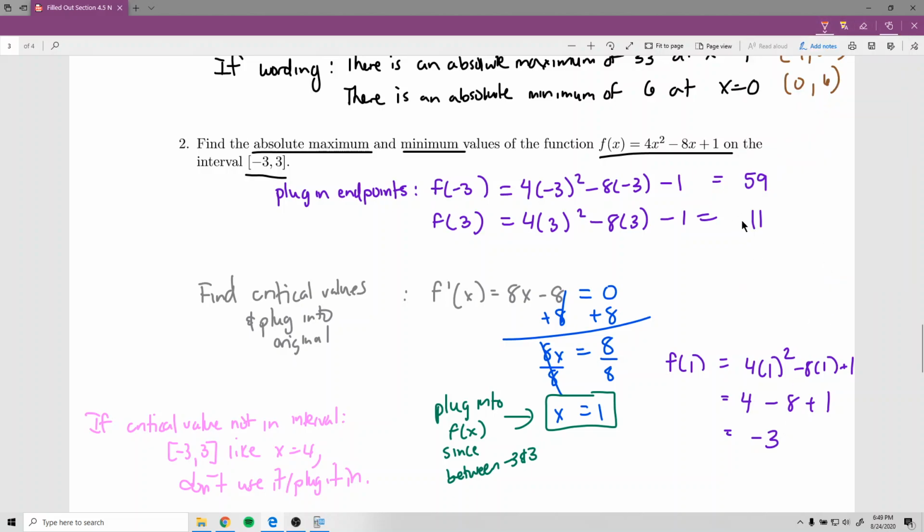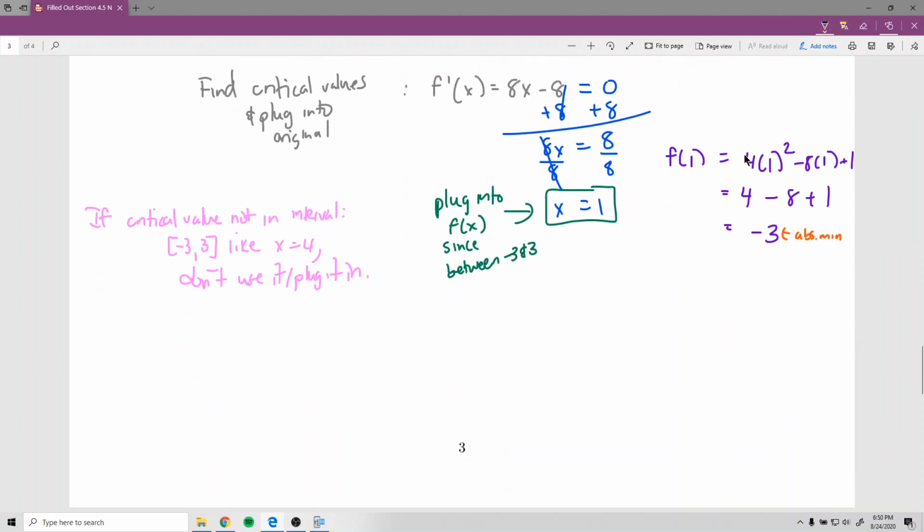And now this is one where at least, you have to use something else. The largest value we see is the 59, so this is the absolute max. And -3 of the 3 values we have to plug in is the smallest, so this is the absolute min.